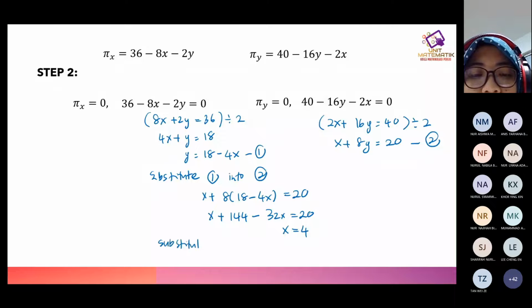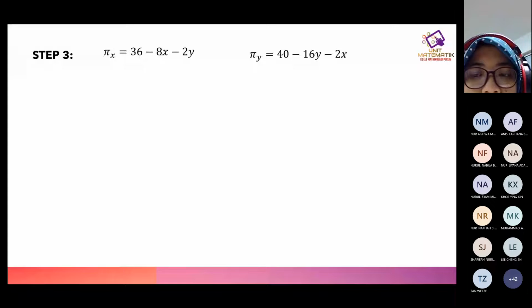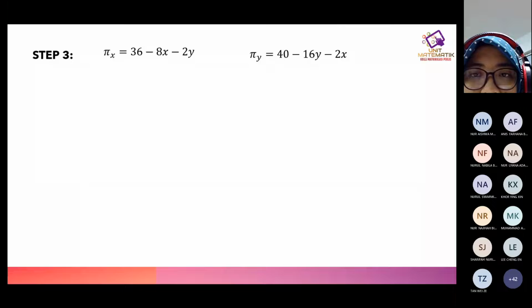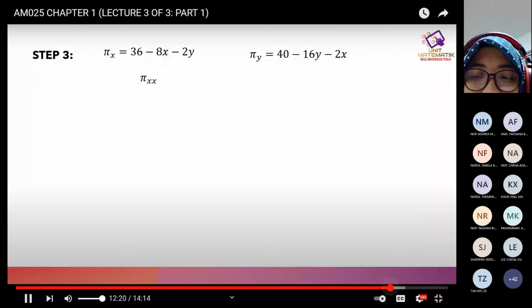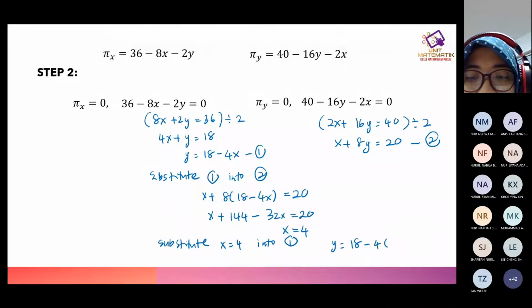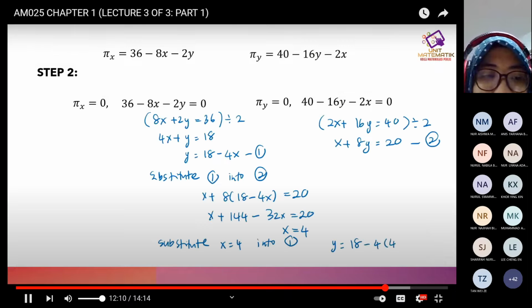Substitute x equals to 4 into first equation. Okay, now proceed to the step 3. Okay, we want to use the second order derivative to test the value of x and y. First, we find profit sub double x. Apa tadi? Order derivative equals to 18 minus 4x. So 4 times 4 equals to 2. Okay, now proceed.